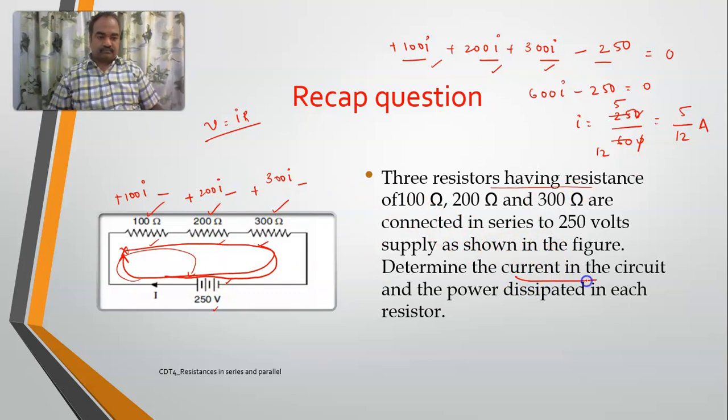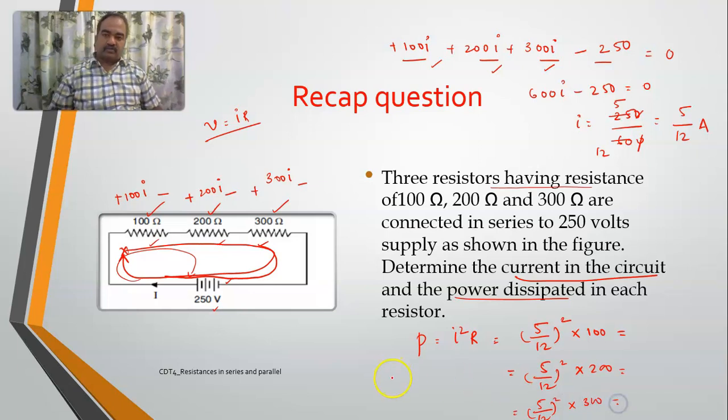Now, if you want to determine the power dissipated in each resistor, we know the formula also, right? The formula is I square into R in any resistor. For all these resistors, the current is the same, only the resistance is varying. So for the first one, the 100 ohm resistor, it is 5 by 12 whole square into 100. For the second one, it is 5 by 12 whole square into 200. For the third one, it is 5 by 12 whole square into 300. This is the way we solve these problems.